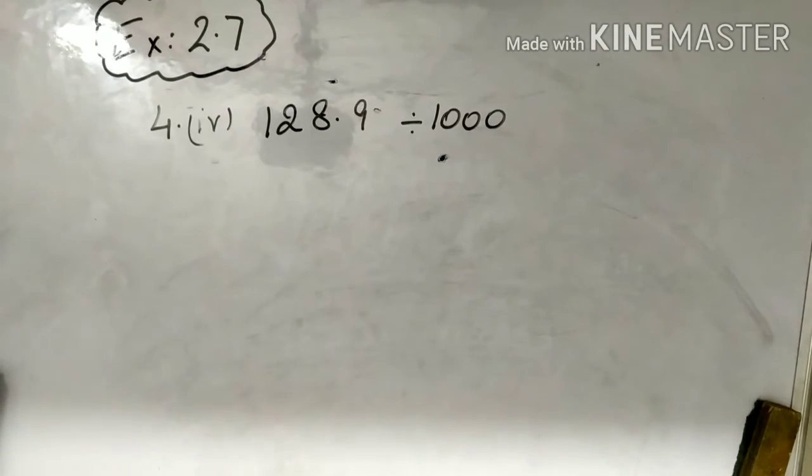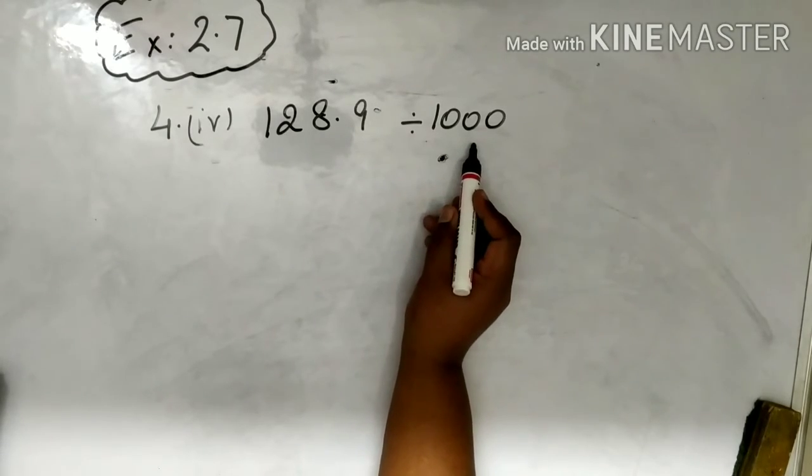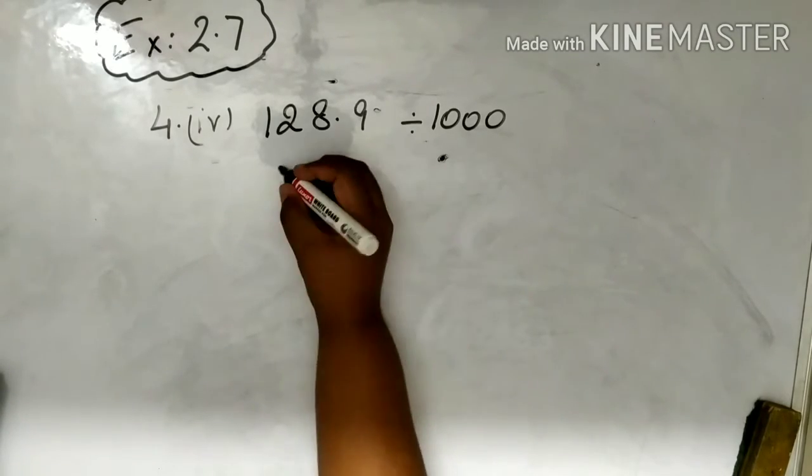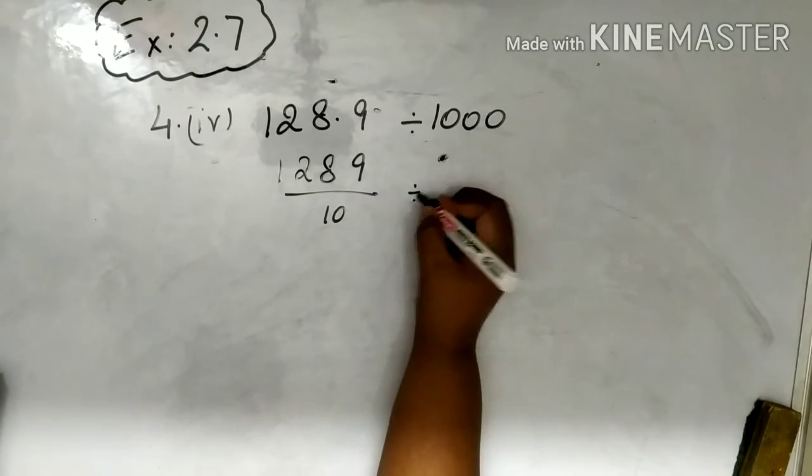Now the fourth question, fourth part says 128.9 divided by 1000, right? So firstly, change it into fractions. 1289 divided by 10, divided by 1000.